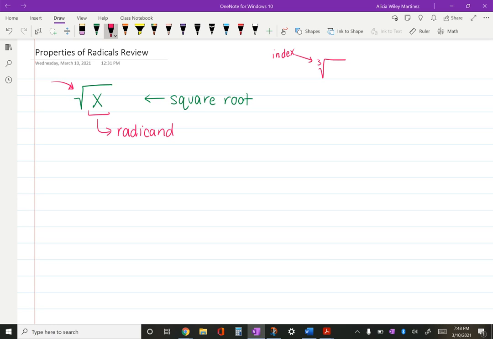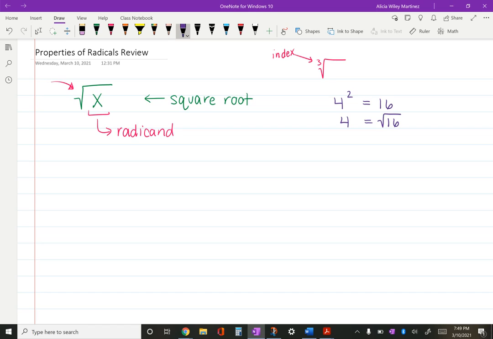But since it's a square root, technically the index is a 2, but when the index is a 2, meaning it's a square root, we don't write the number there. And what a square root means is you're looking for the number on the radical. What do you square to make that number? So for example, we know 4 squared creates the perfect square 16, and therefore, if I take the square root of 16, I get 4.